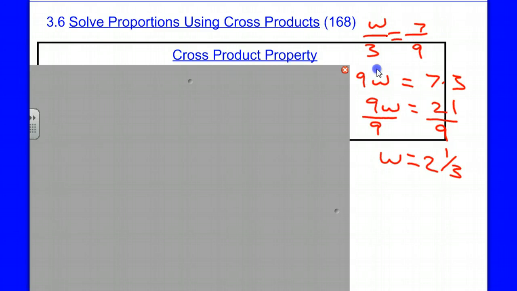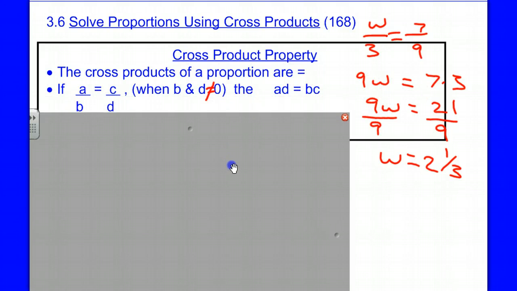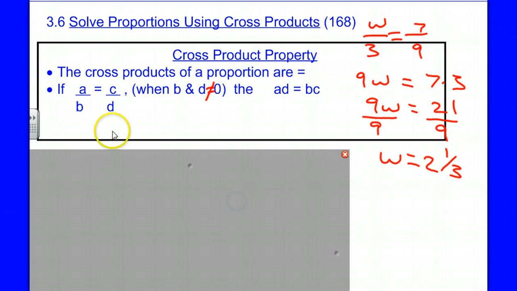The first thing we do is bring this. It says that the cross products of a proportion are equal. So here's the original proportion, and when we bring the denominators up and multiply them with the opposite numerator, we have an equal statement, right? An equivalent statement. So here we have it as a rule.